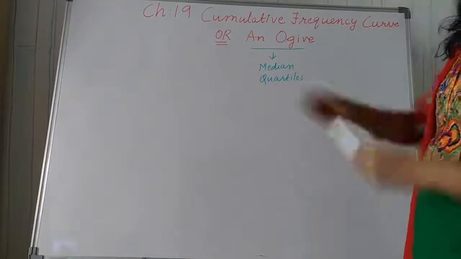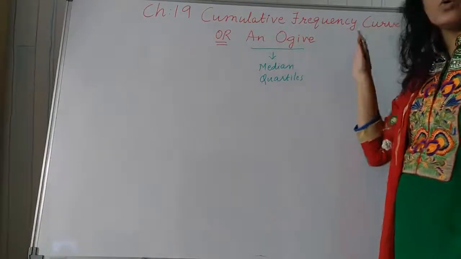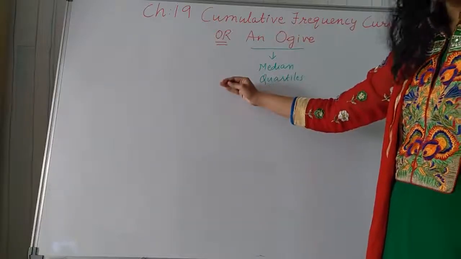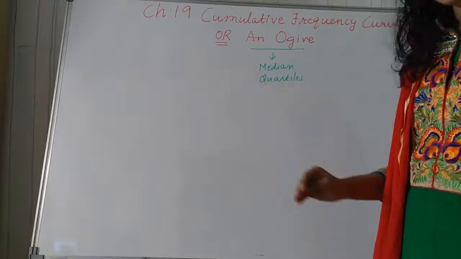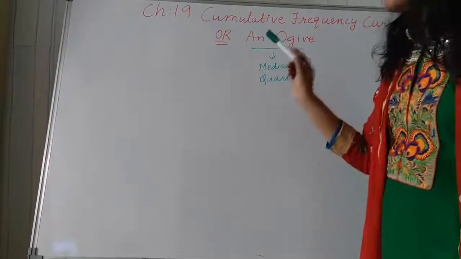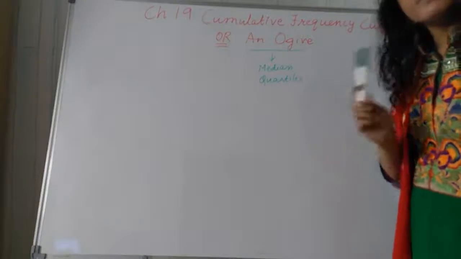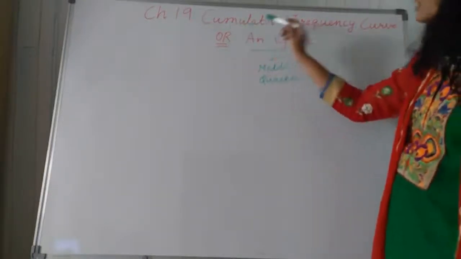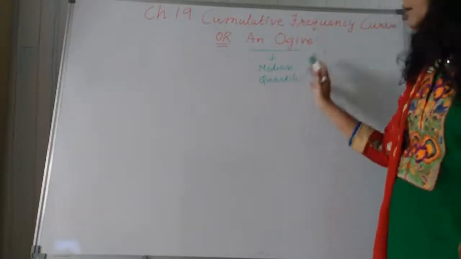So students, by the name only you can understand that this is a cumulative frequency curve. What is the meaning of cumulative? Cumulative means you have to add the frequencies one by one. I will explain by drawing the Ojive. In the data given to you, one column will be class intervals and the second column will be the frequencies. When we add the frequencies one by one, it is called cumulative frequencies. So using that only we will draw our Ojive.